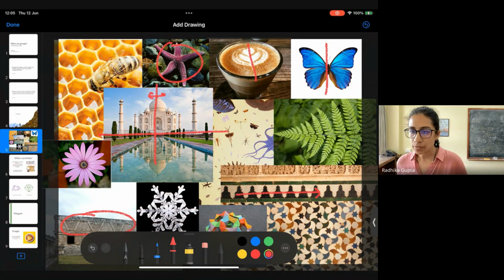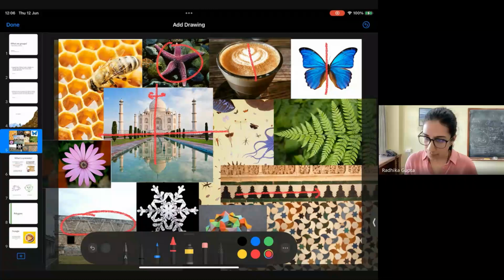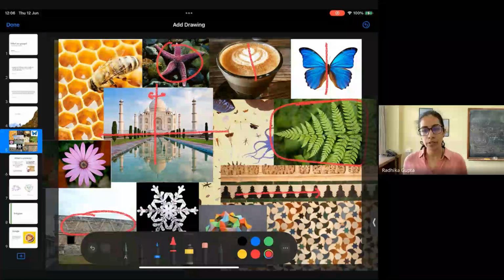There's one question, would periodicity be classified as a type of symmetry? So yes, I'm guessing you're talking about this leaf picture on the right-hand side. That is not symmetric in the conventional sense, but it's fractal. It's symmetric if you keep zooming into it. So I would say it is also a kind of symmetry.